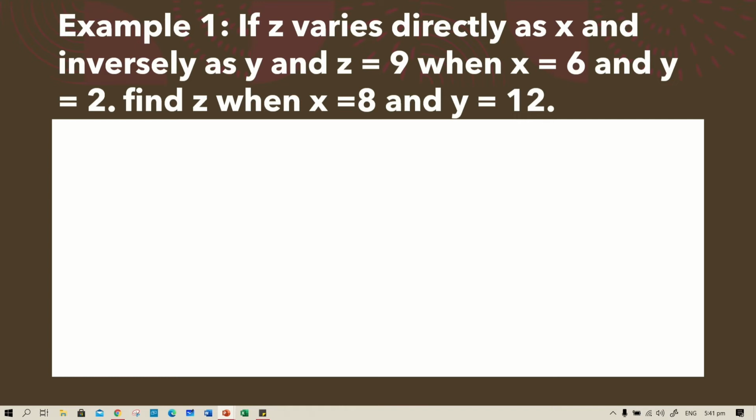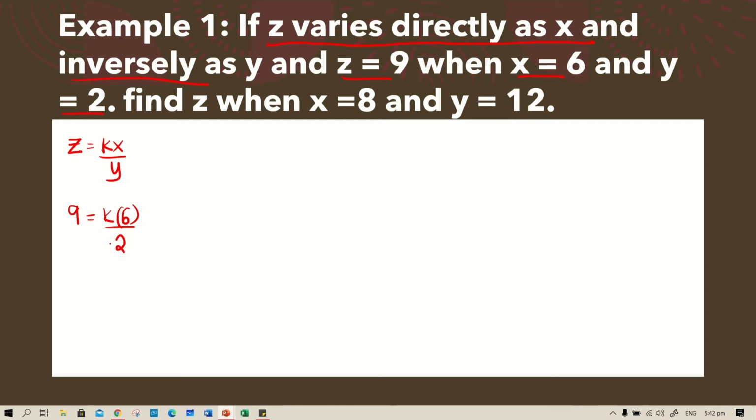So our step number 1 is to find the correct equation. So we simply translate this to a mathematical equation. That is z is equal to kx all over y. Next, we're going to solve for k by plugging in these values. Z is 9, x is 6, when y is 2. So here, the value of z, which is 9, is equal to k multiplied to the value of our x, which is 6, all over the value of our y, which is 2.